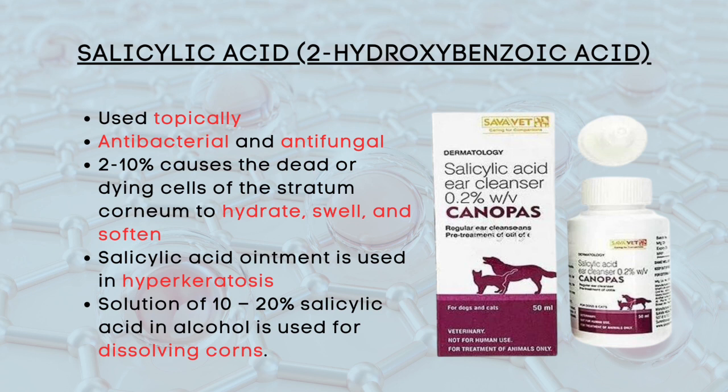Salicylic acid, 2 to 10%, causes the dead or dying cells of the stratum corneum to hydrate, swell, and soften, thereby hastening their desquamation and solubilizes the intercellular lipid layer, releasing the cells of the stratum corneum from each other. Salicylic acid ointment is used in hyperkeratosis, a solution containing 40% antimony trichloride plus 5% salicylic acid or 3 to 5% salicylic acid and alcohol. A solution of 10 to 20% salicylic acid and alcohol is used for dissolving corns.